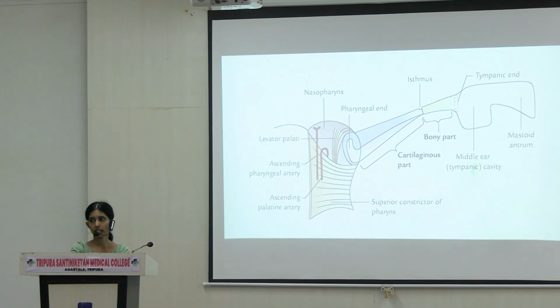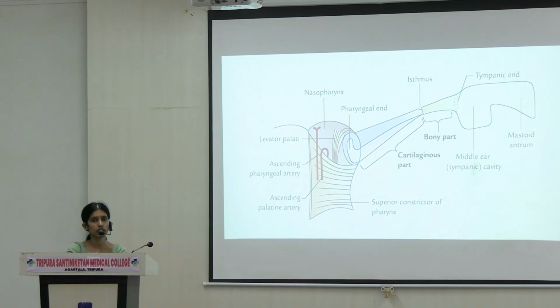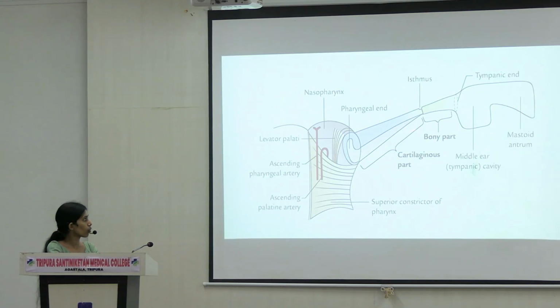So your auditory tube connects the middle ear cavity and nasopharynx. In total it is around 4 cm long. It has two parts, the cartilaginous part and the bony part. The cartilaginous part is present anteromedially and is around 24 mm in length, whereas your bony part is present posterolaterally and is around 12 mm in length, okay. And your whole auditory tube has two ends. The first one is the tympanic end and the other one is the pharyngeal end.